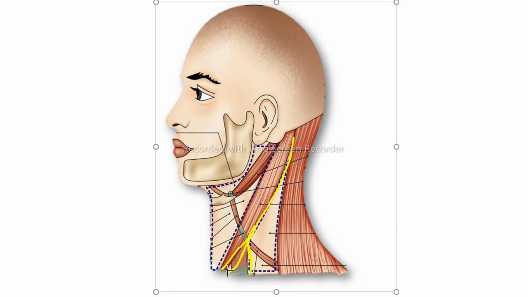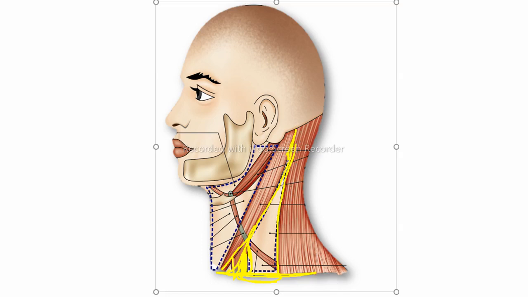Here the sternocleidomastoid has its origin from the sternum, the manubrium sterni, and this is the sternal origin, and then there is a clavicular origin of the sternocleidomastoid. Posterior boundary is the anterior border of the trapezius muscle, and the base is formed by the middle third of the clavicle, and the apex is formed by the meeting point of the sternocleidomastoid and trapezius muscle.